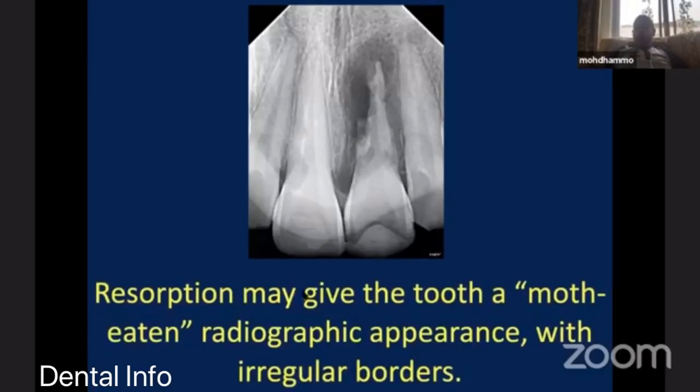Resorption may give a tooth a moth-eaten radiographic appearance with irregular borders. So you can see here, this is an avulsed tooth replanted, no root canal treatment was done. After a few months, the patient came back because he had a sinus. The X-ray showed we have an eaten root.